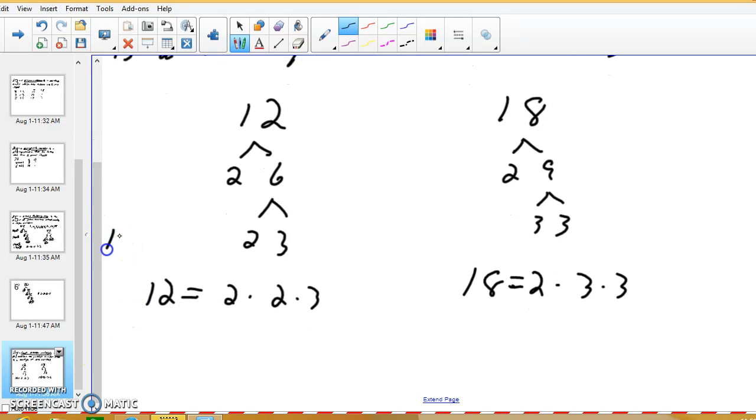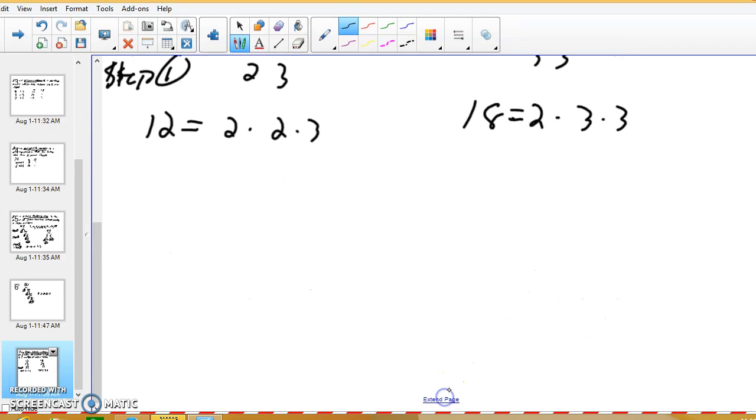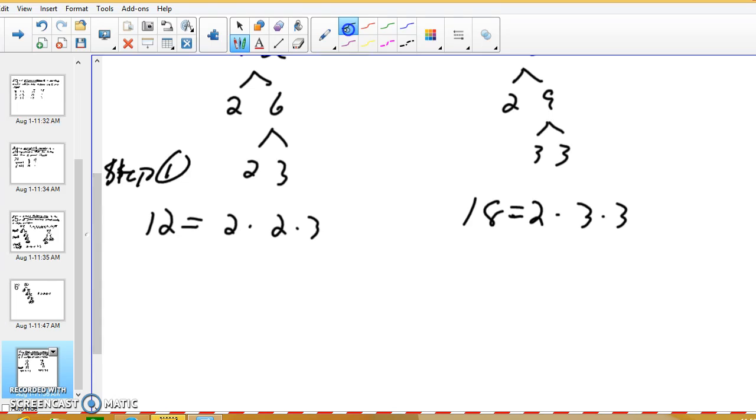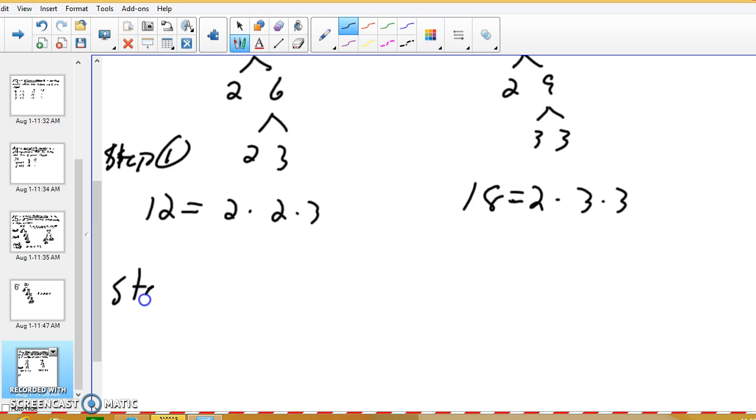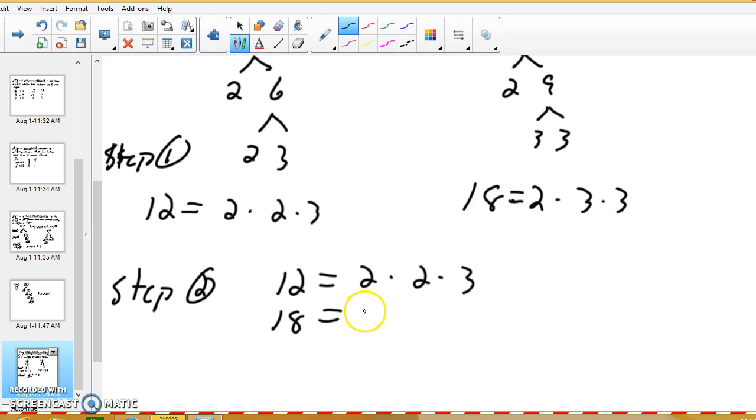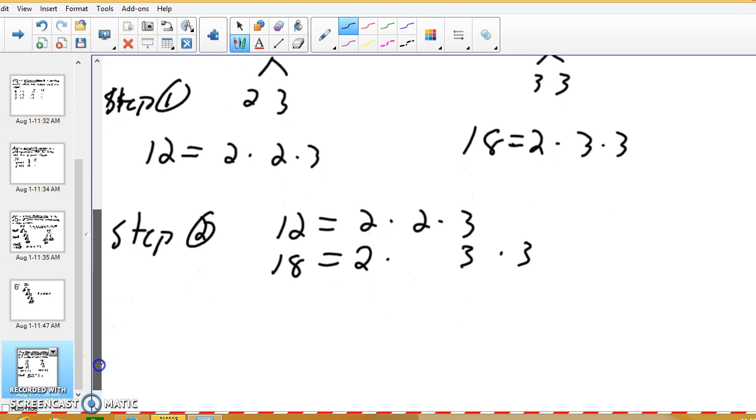So again, step 1, find the prime factorization of each number. Step 2, you have to line these numbers up in a certain way, and I'll show you how to do that right now. How you want to line them up is you want to line up common prime numbers. So 2 is a common prime number, but then with 18, since I have two 3s, I'm going to line them up like this because I can't line up a 3 next to a 2 because they're not the same number. So step 2 is line them up in this way.